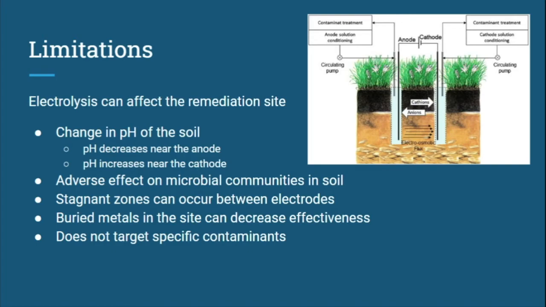And electrolysis does not target specific contaminants for remediation. If there are multiple contaminants in the area, electrolysis tends to remediate the contaminants that are in high concentrations compared to the others. So, if there are any contaminants that are in extremely high concentrations, those may be remediated much more effectively and quickly than the others. And these contaminants may not be of interest. So that must be kept in mind when using electrolytic remediation.